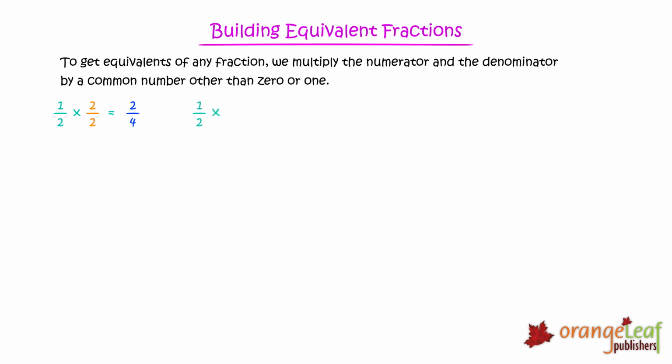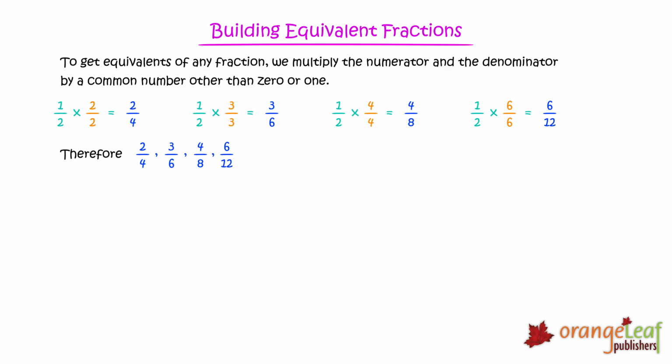1 by 2 into 3 by 3 is equal to 3 by 6. 1 by 2 into 4 by 4 is equal to 4 by 8. 1 by 2 into 6 by 6 is equal to 6 by 12. Therefore, 2 by 4, 3 by 6, 4 by 8 and 6 by 12 are equivalent fractions.